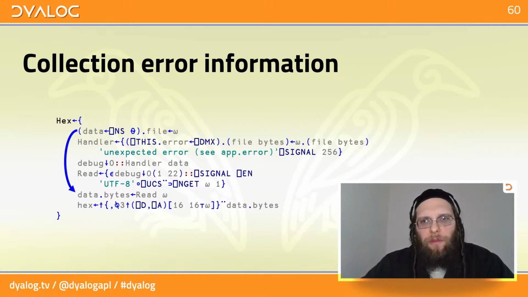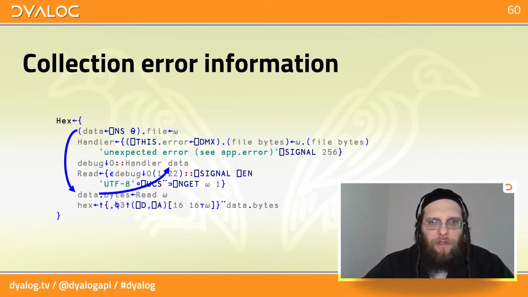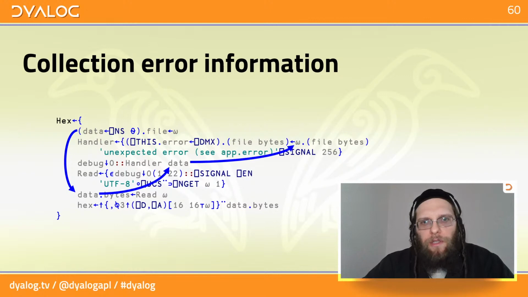Then when the error happens, the data is preserved because it lives outside the scope of the error guard. It's passed on to the handler. The handler also lives outside the scope of the error guard, and it can then use that data to generate its error report.